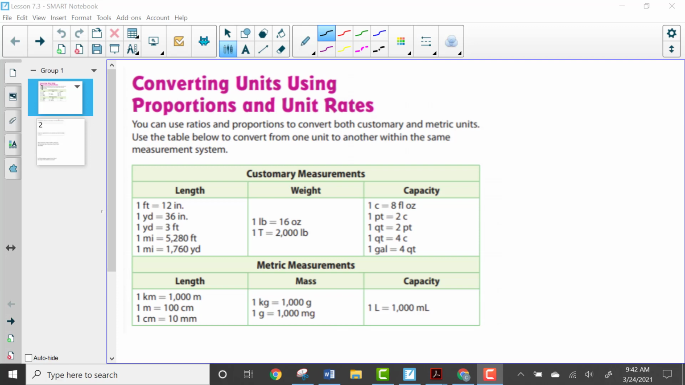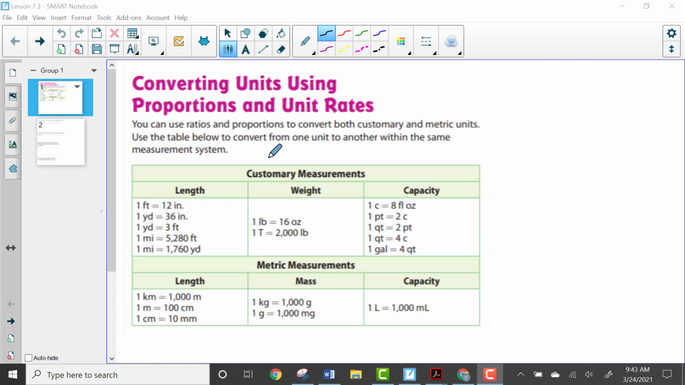Now the goal for this video is looking at how we convert units within a measurement system. So we're looking at customary units to customary units, metric system to metric system as well. There's a lot of different ways that you can convert within measurement systems. What we're going to focus on today is converting units using proportions and unit rates.